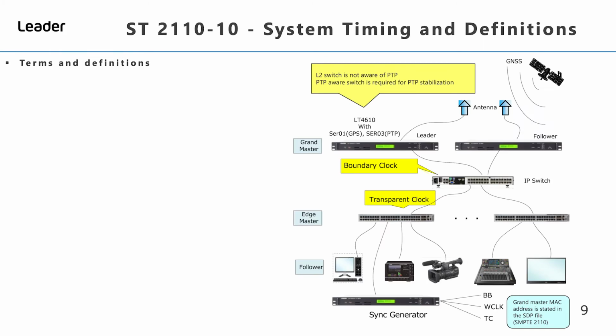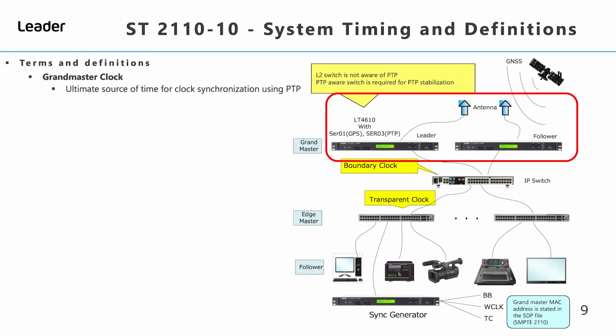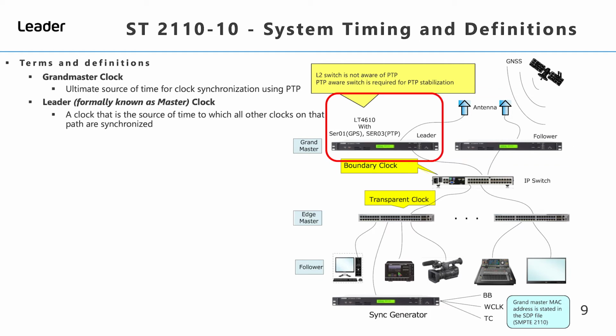So let's take a look at the terms and definitions around system timing. To start with, we have the Grand Master Clock, the ultimate source of time for clock synchronization using PTP. Next we have the Leader Clock, formerly known as Master Clock, a clock that is the source of time to which all other clocks on that path are synchronized.